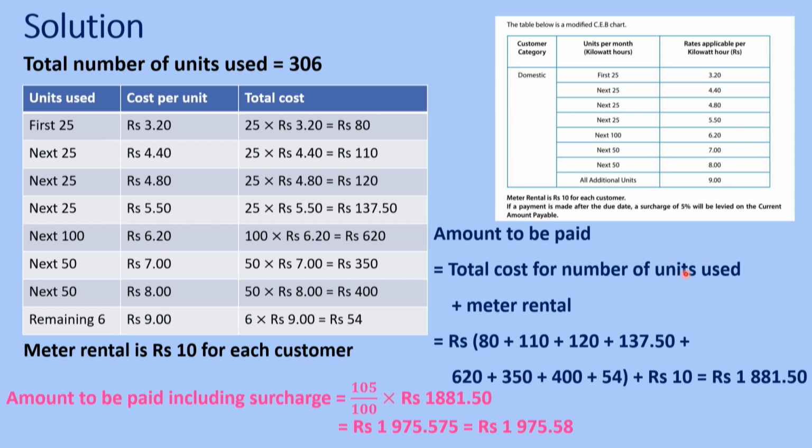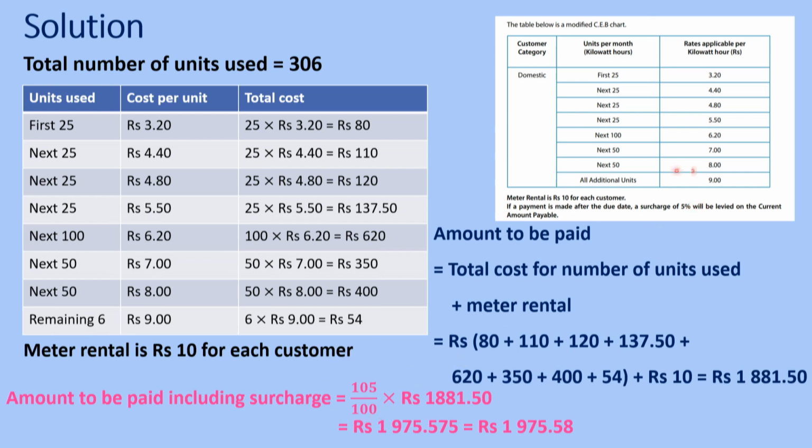So here we have two ways of calculating this. I can find the surcharge 5% of the amount payable. Then to find the total amount, I will add the amount to be paid plus the surcharge. Or I can also do it directly as here.